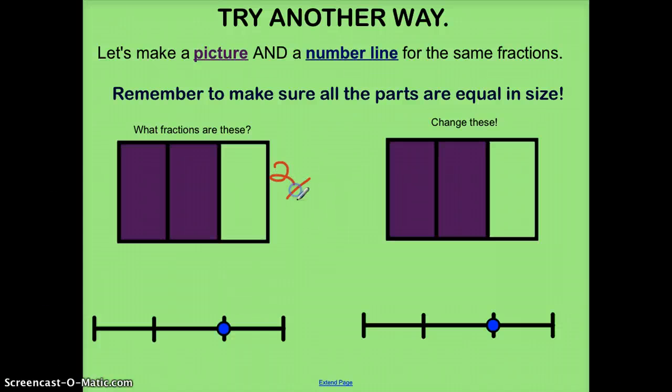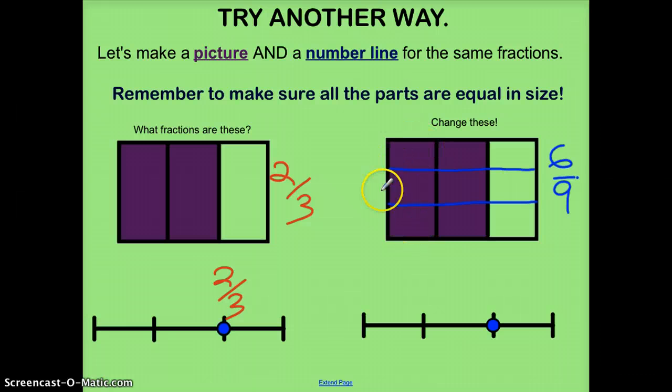Again, I'm starting with 2/3 for both. Now, I could split it here, but the problem is this section is much larger than this section. I want to make sure all pieces are the same size. So maybe instead, I can split it like this and try and keep them a little more even. Looks like I have 1, 2, 3, 4, 5, 6 shaded out of 7, 8, 9 total, 6/9.